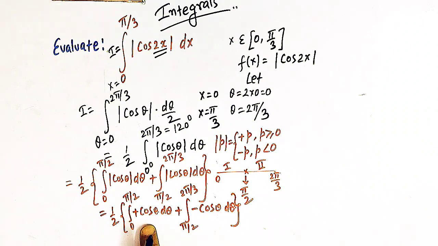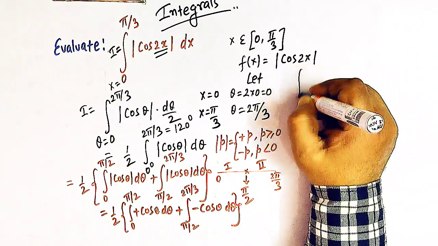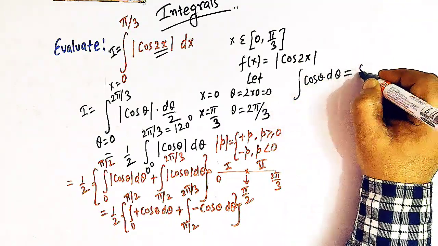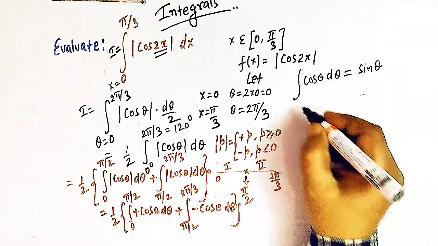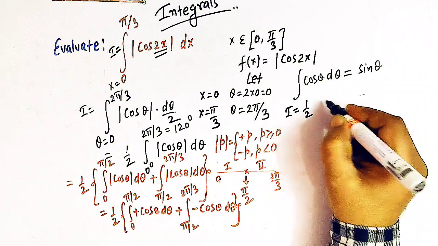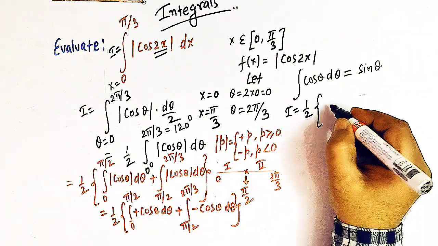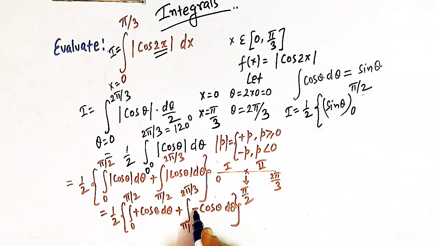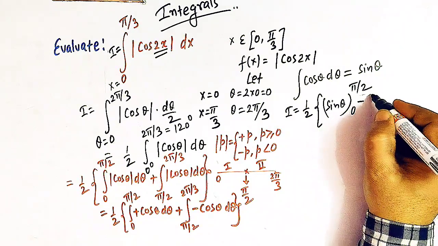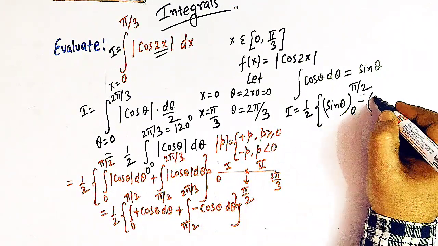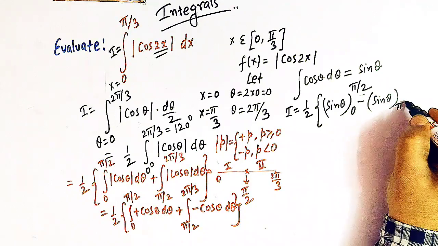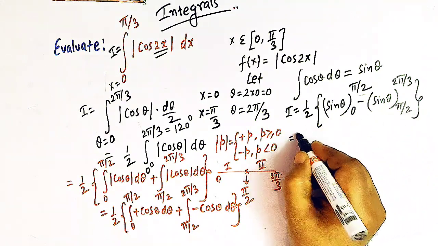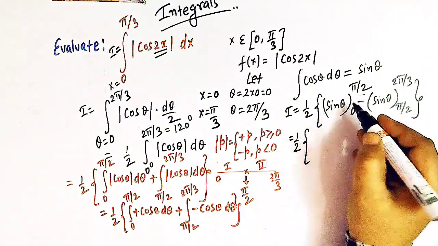So now we have to solve these two integrals, and we know that the integral of cosine theta is given by sine theta. So here we have I is equal to half, and then the integral of cos theta is simply sine theta. Limits are from 0 to pi by 2, and here we'll take this negative sign outside, and then the integral of cos theta is sine theta. Limits are from pi by 2 to 2 pi by 3.